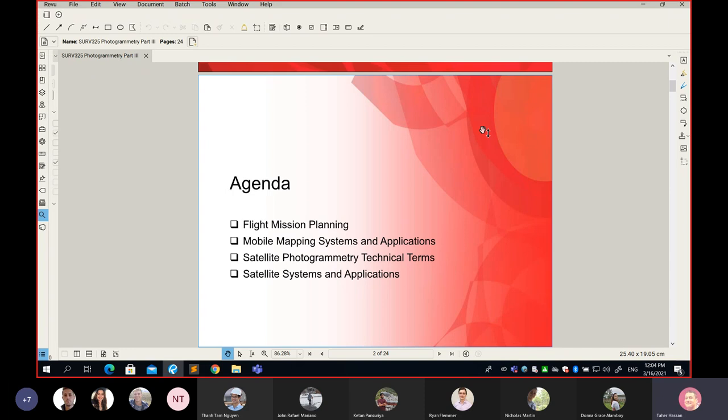We have to cover something called flight mission planning, which is not really brand new. We talked about how photogrammetry involves three stages. The first stage includes a planning step, so we will talk about the planning step one more time. And we will talk about a very interesting topic in photogrammetry, a system that uses photogrammetry to create maps very fast, called mobile mapping systems. We'll also look at their applications. And then our last part, after the break, we will talk about satellite photogrammetry and some technical terms, and then we will look at the application of the satellite systems. Now let's get started here.